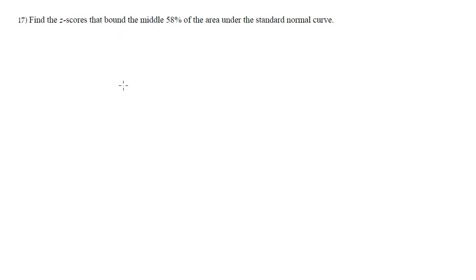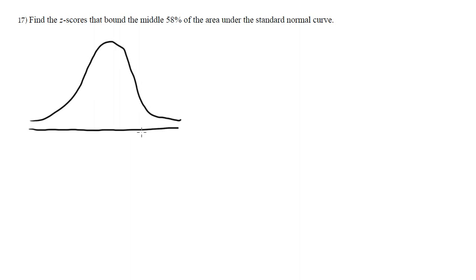So find the z-scores that bound the middle 58% of the area under the standard normal curve. So let's draw a standard normal curve. That wasn't my best effort, but whatever. So here's my mean, z equals 0 right there in the middle. These are z-scores, remember? So we're talking about the middle 58. So let's section off the middle 58 here. And we're saying that this is 58%. That's 58% of the area under the entire curve.